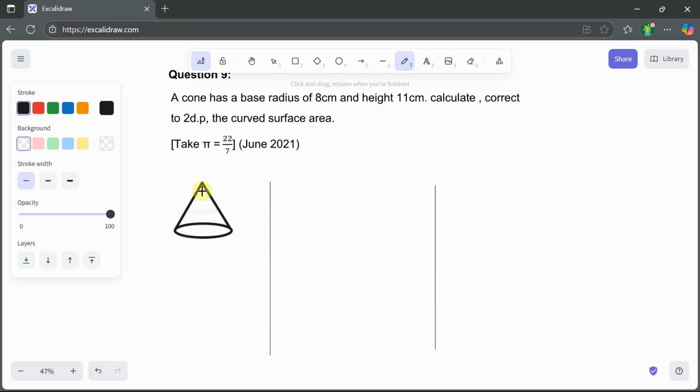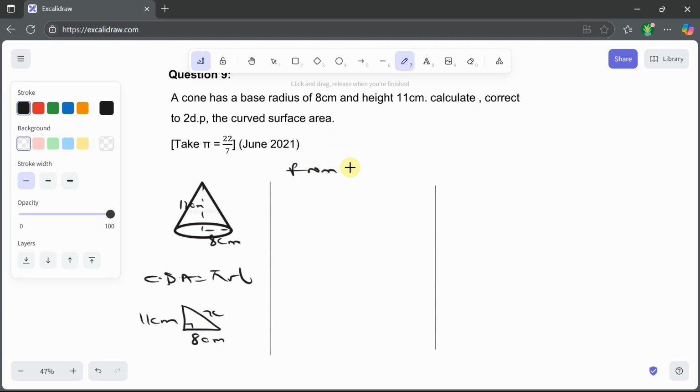So for this cone here, let's just say it has a perpendicular height of 11 cm and the radius is 8 cm. So we're trying to find the curved surface area. That is pi RL, where L is the slant radius, right? So we can fish out this triangle. I said this is 8 cm, this is 11 cm, this is the right angle, find x.